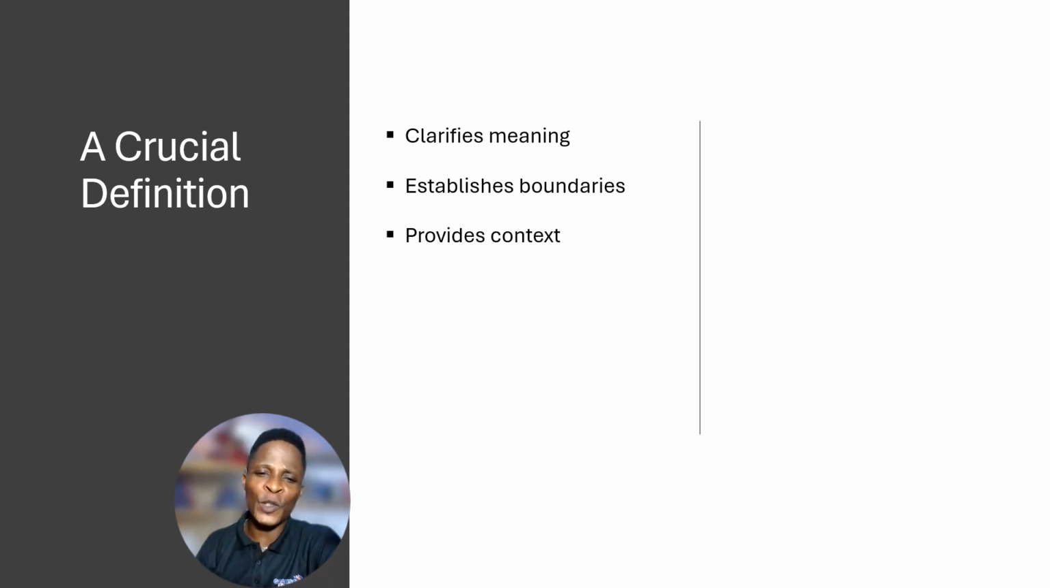The third aspect of the importance of understanding definitions is that it provides context. A clear definition should offer us context. It should help us to position that concept we are discussing within a broader framework like governance frameworks, enterprise risk management frameworks, internal control frameworks, compliance frameworks, and others.